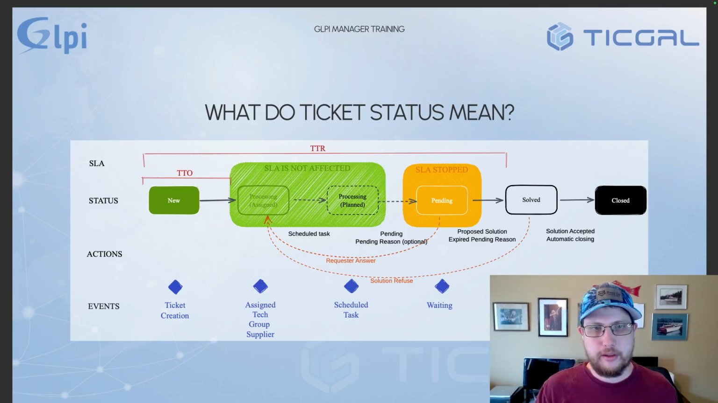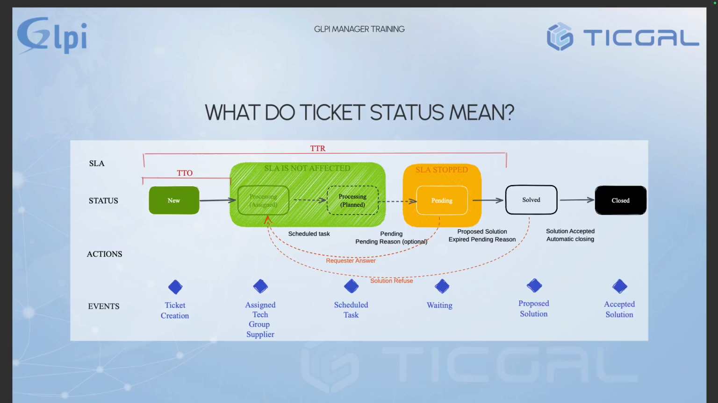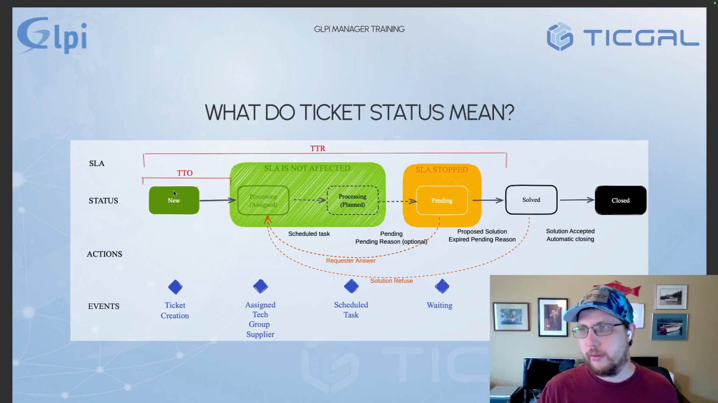So this is kind of the flowchart view of the six statuses. And I'll hide my face for a second, just so you can see what the significance of those last two statuses is: proposed solution and the solution is accepted, right? So this is basically what I said.